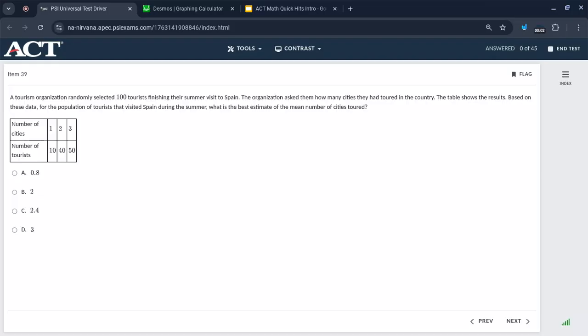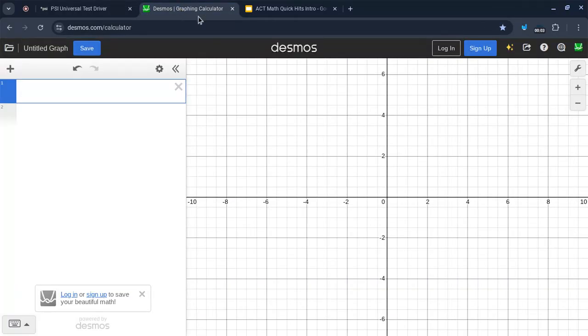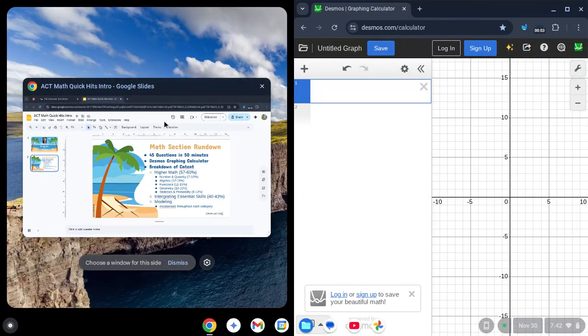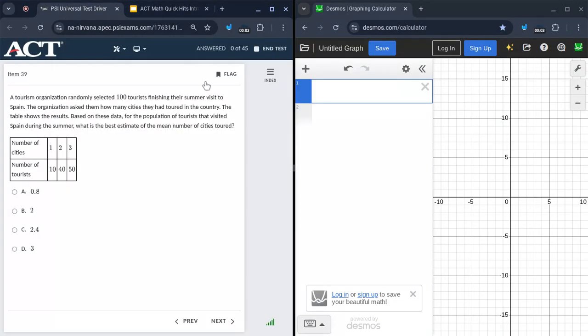So basically, what we have to understand is that, okay, well, 10 tourists visited one city, right? So we would have 10 data points of 1. 40 tourists visited 2 cities, so we're going to have 40 data points of 2, and then 50 tourists visited 3 cities, so we're going to have 50 data points of 3. Now, there is a little more efficient way to go about doing this, but I think the most straightforward way, especially on an ACT, is just to grind out the mean. And because we have Desmos, it's going to make that a lot easier. So let's grab our Desmos tab. Let's look at the data, and let's look at Desmos just because it'll get a little bit annoying.